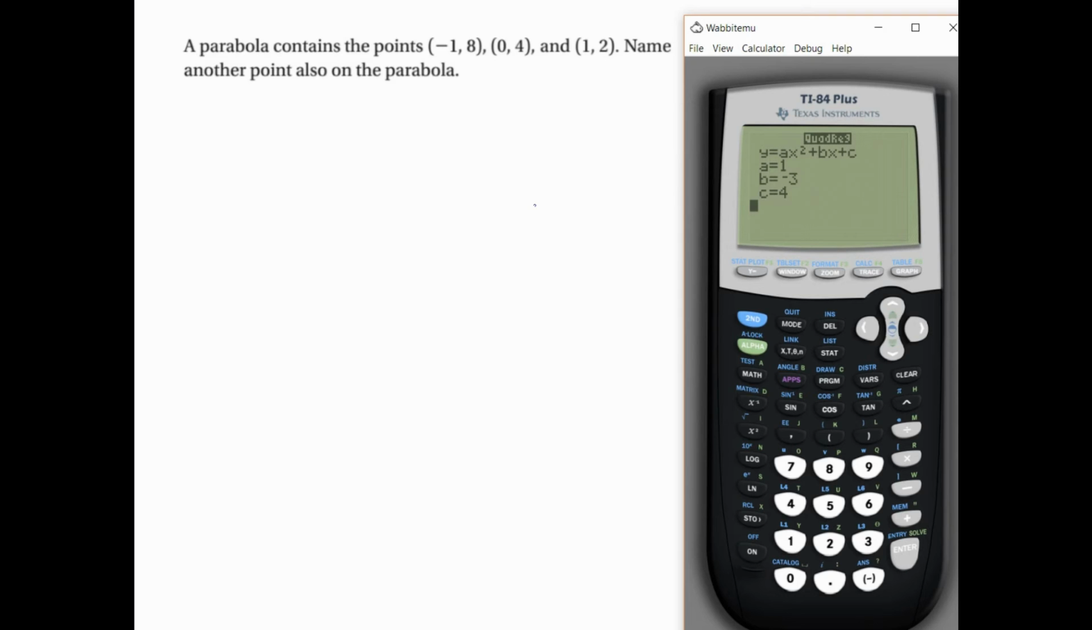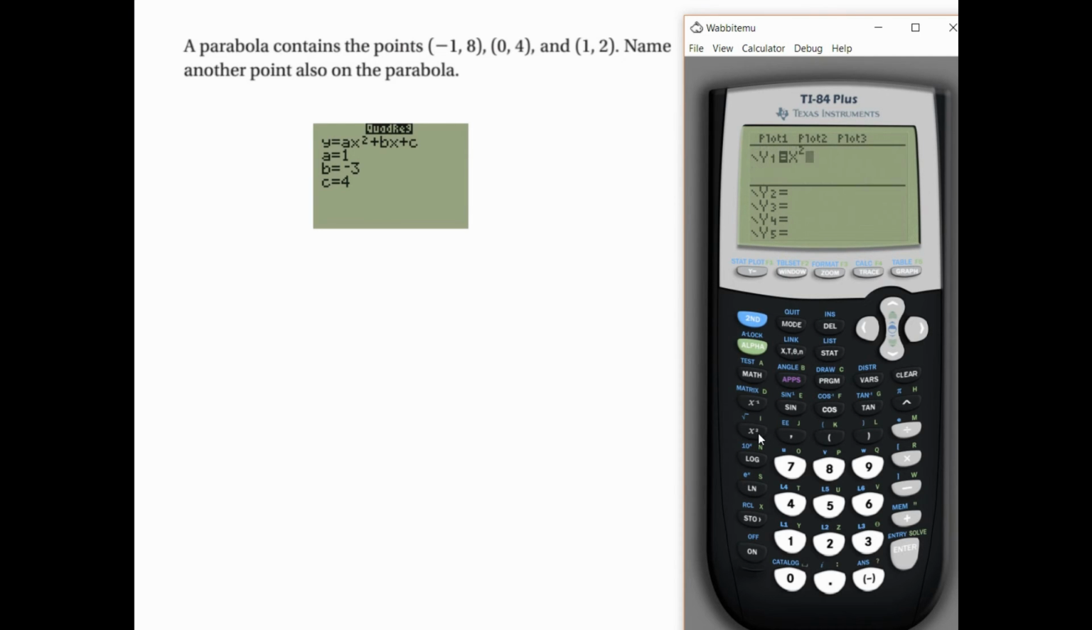We have it right here. We're going to pull it down. But how can I use this? Well, I'm going to use it by putting it into y equals. So I have 1x squared, or just x squared, minus 3x plus 4. There's my nice graph. We just want to find another point. We know 3, -1, 0, and 1. Let's just find another point.